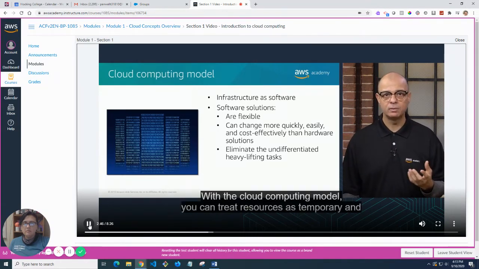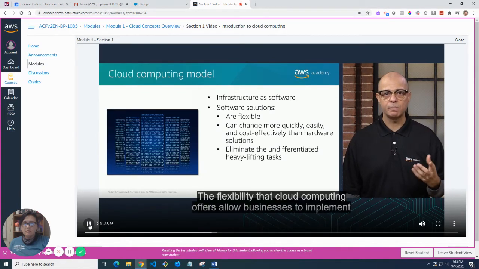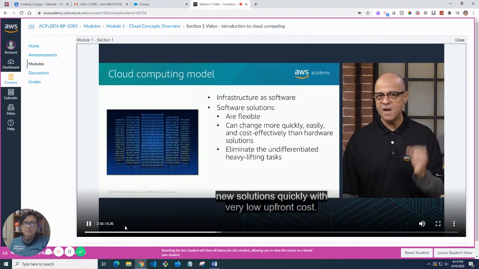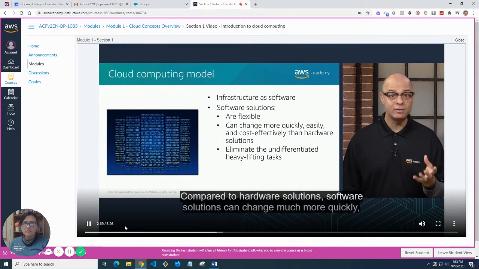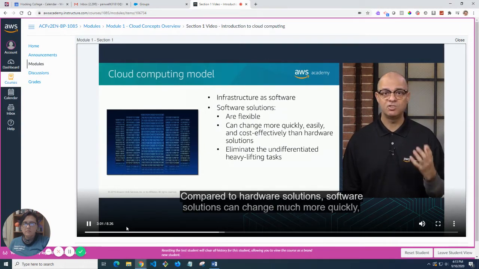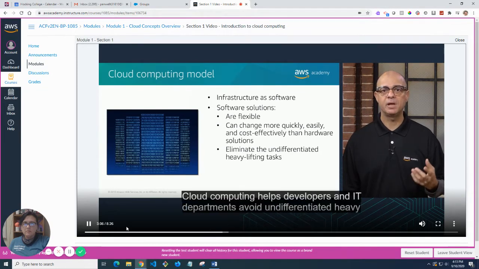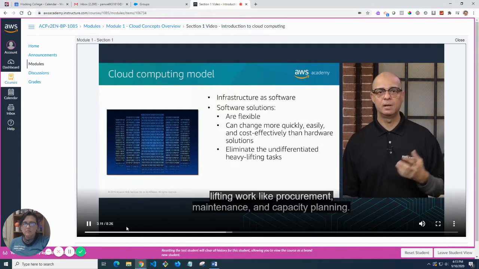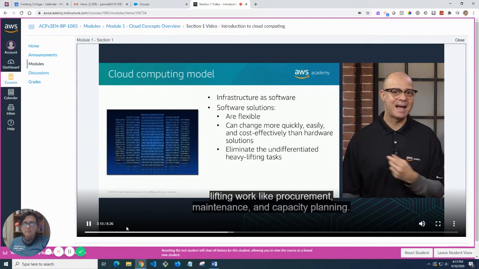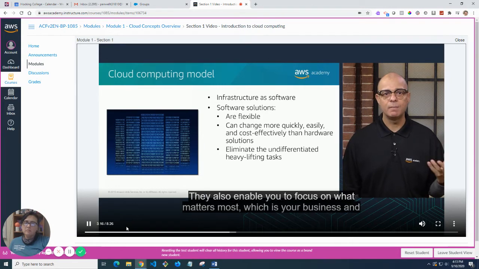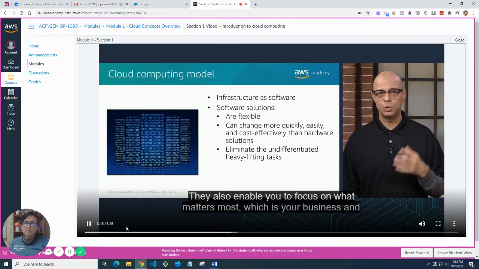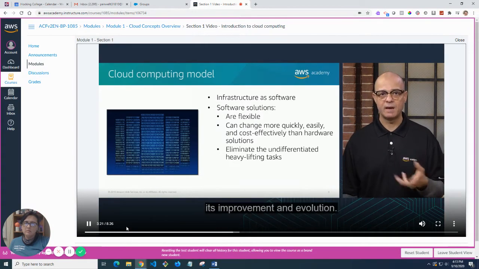With the cloud computing model, you can treat resources as temporary and disposable. The flexibility that cloud computing offers allows businesses to implement new solutions quickly with very low upfront cost. Compared to hardware solutions, software solutions can change much more quickly, easily, and cost-effectively. Cloud computing helps developers and IT departments avoid undifferentiated heavy lifting work like procurement, maintenance, and capacity planning. They also enable you to focus on what matters most, which is your business and its improvement and evolution.